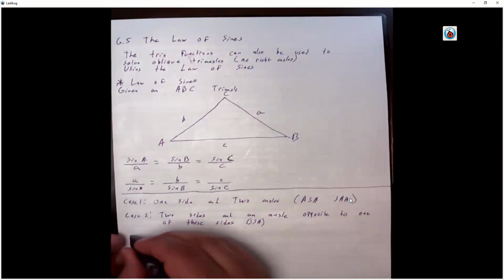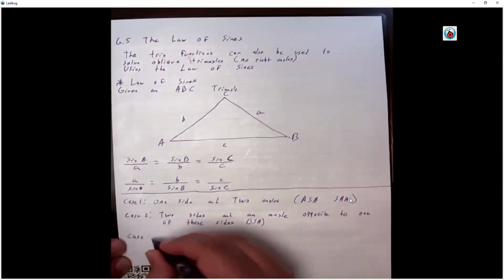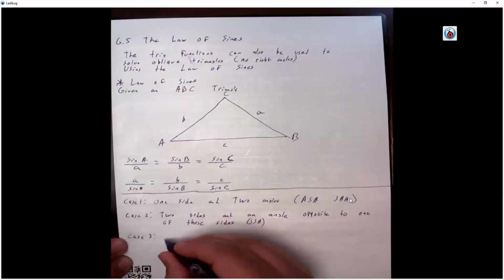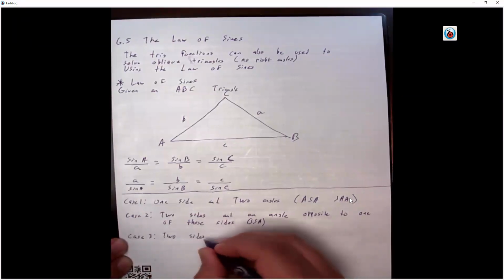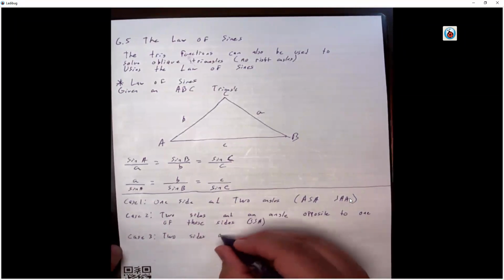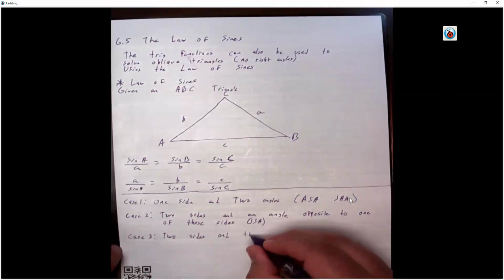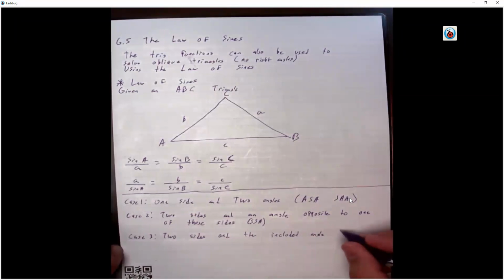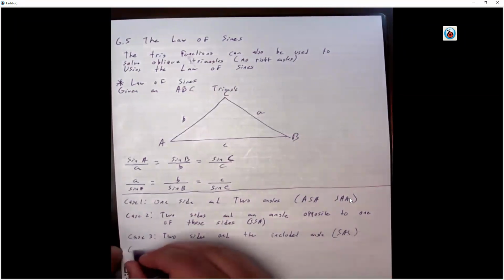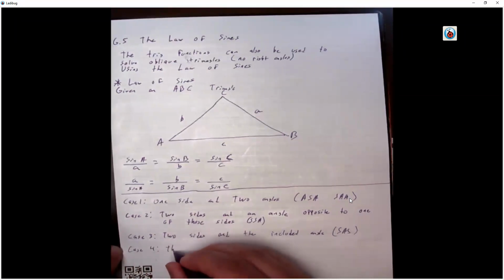Case 3 and case 4 is law of cosines, which we'll talk about Wednesday. Just go ahead and write it down now. Case 3 is 2 sides and the included angle. This would be SAS. Case 4 is nothing besides 3 sides, no angles.